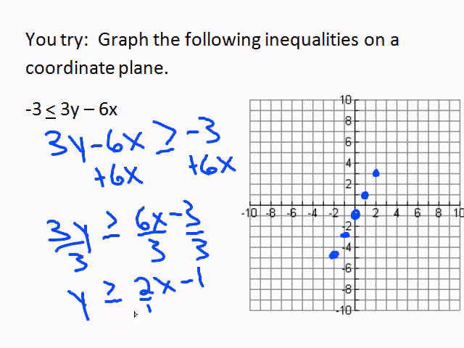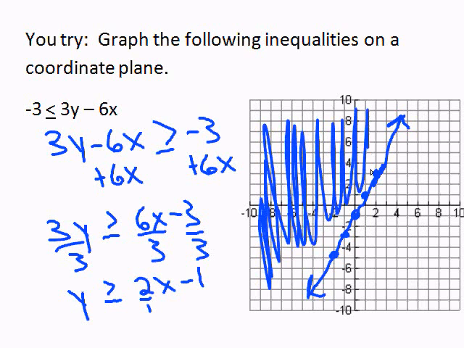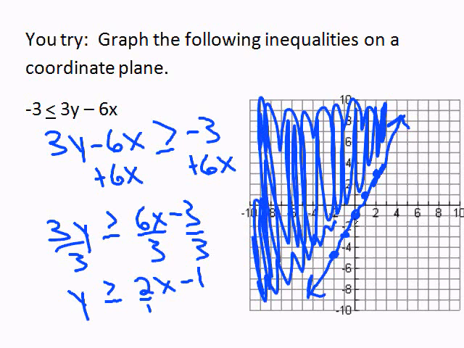Now since my inequality symbol is greater than or equal to, I'm going to use a solid line to connect the points, indicating that all the points on the line are solutions to the inequality. Since y is greater than, I'm going to do like I did in the last example, and shade above the line, indicating that all the points above the line are solutions to the inequality.